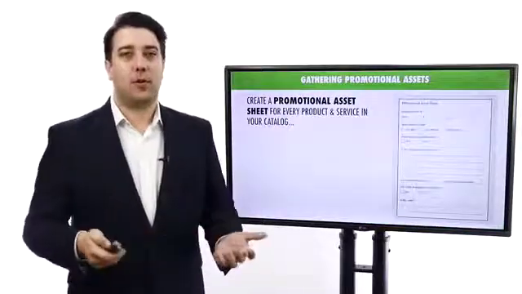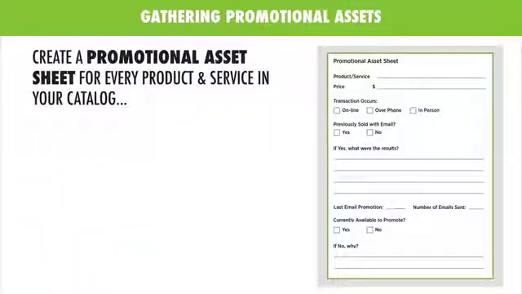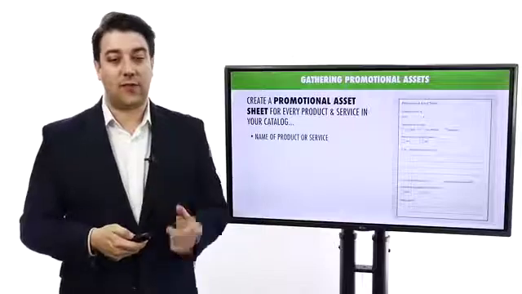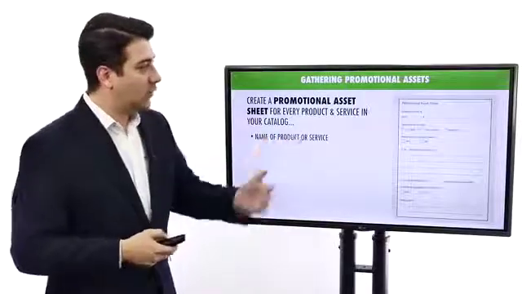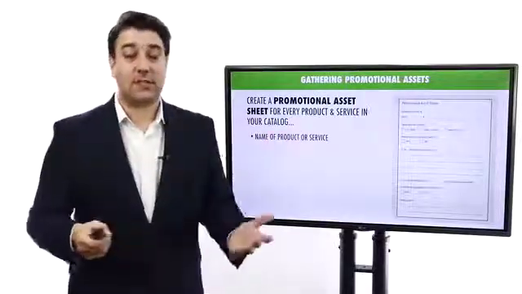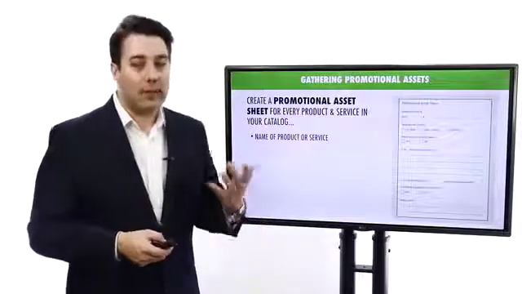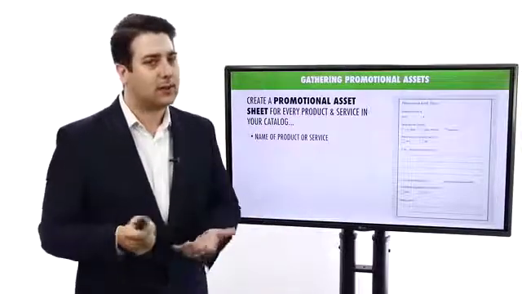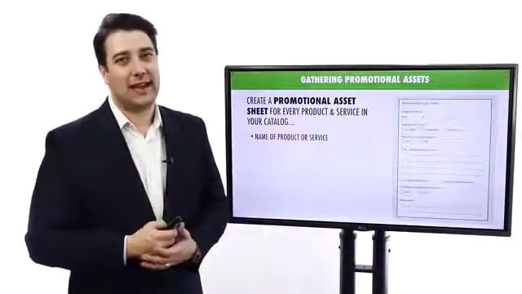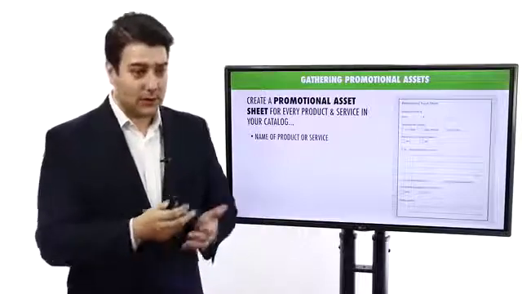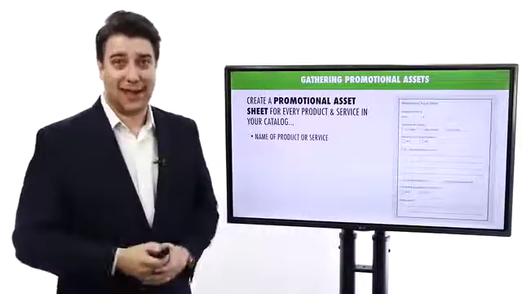So, gathering promotional assets. We need to create a product or promotional asset sheet for every product or service in your catalog. It's fairly easy to fill out. First, we're going to start with the product or service. Self-explanatory. Don't get cute. What is it? This is an internal document, and it's only used for you when you're sitting down staring at a blank calendar, especially 12 months of blank calendar.